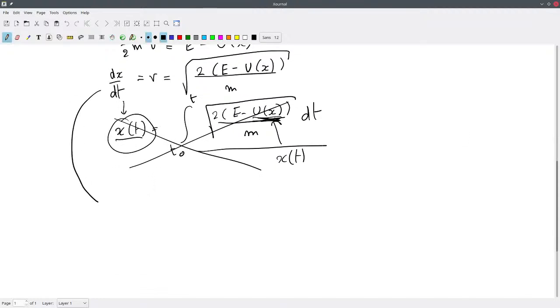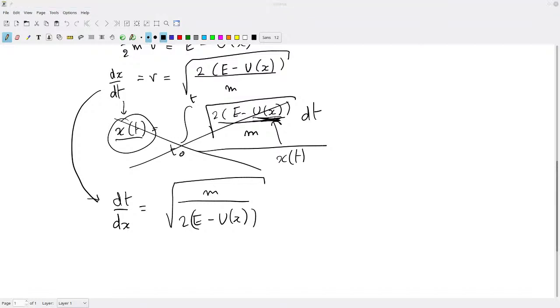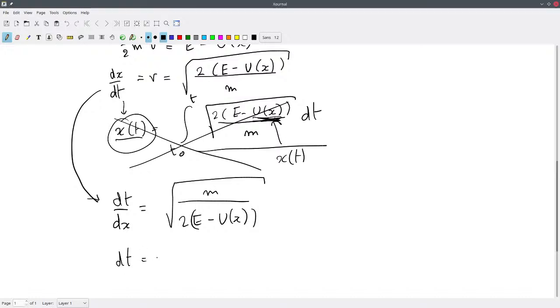So instead, what we're going to do is we're going to take this and turn this on its head. dt/dx is the square root of m over 2(E minus U of x). And then what we're going to do is write this now as dt is the square root of m over 2(E minus U of x) times dx.